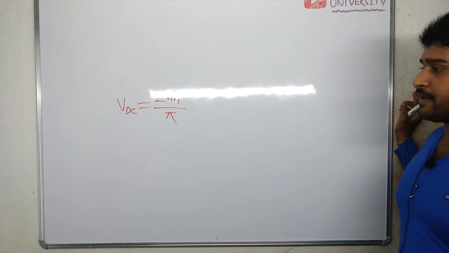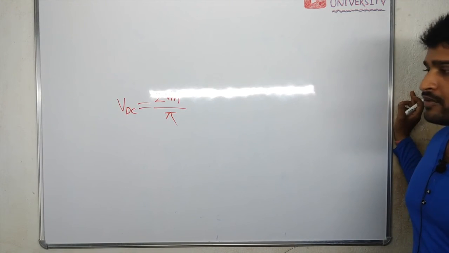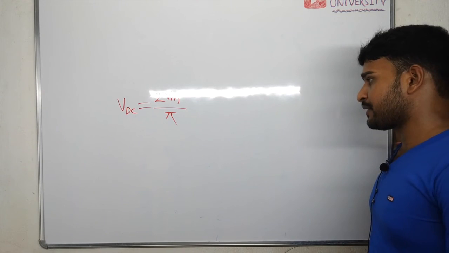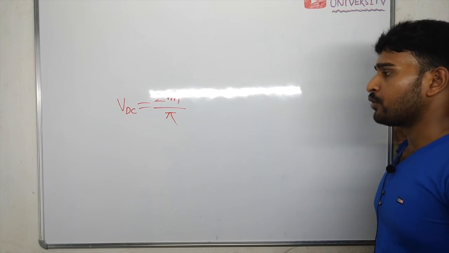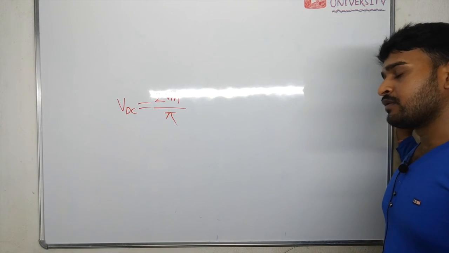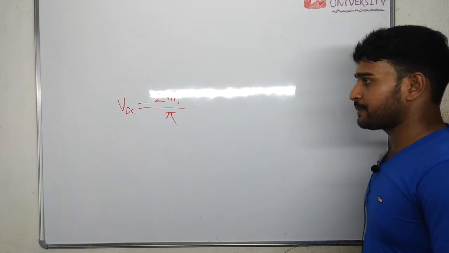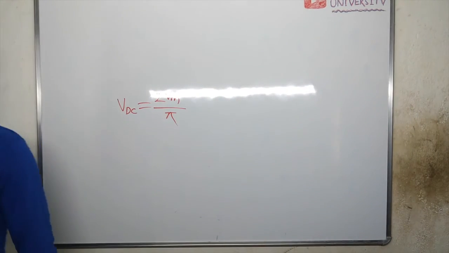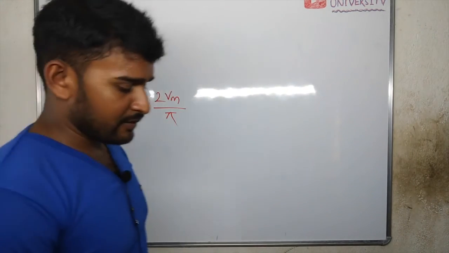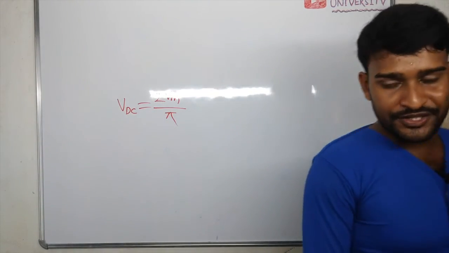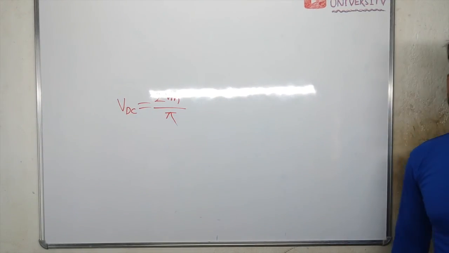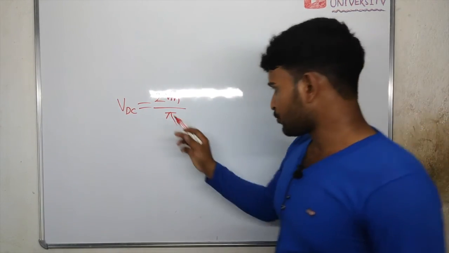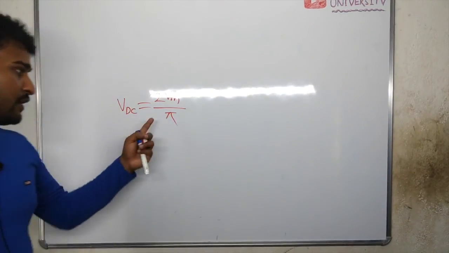While discussing the bridge rectifier, I gave the VDC no-load value as 2 Vm by pi, and the VDC full-load value as IDC into RL, or 2 Vm by pi minus the internal DC drop, that is IDC into R. R was RF plus RSW by 2 for the full wave rectifier, and R was 2 RF for the bridge rectifier. But here the diodes are ideal, so the RF value is 0. The internal drop will be 0, so you can use 2 Vm by pi.